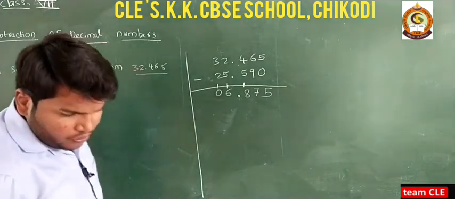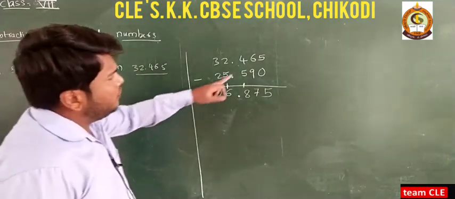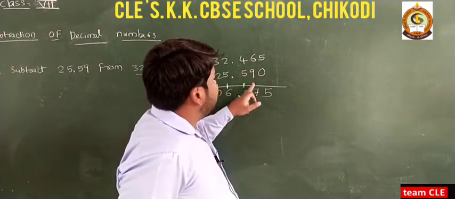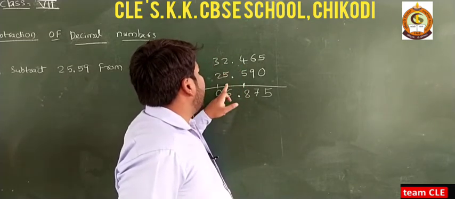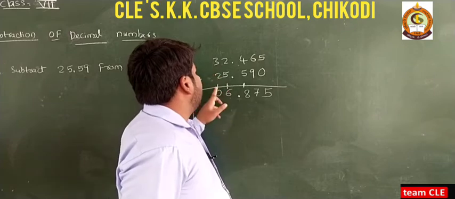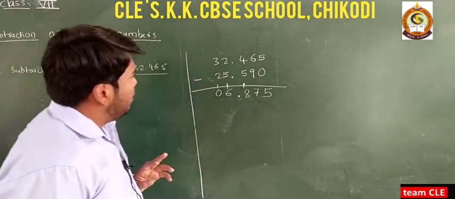Okay dear students, so see here, 5 minus 0 is 5, 16 minus 9 is 7, 1 carry, 14 minus 6 is 8, 1 carry here, 12 minus 6 is 6, and 3 minus 3 is 0. So this is the first problem.